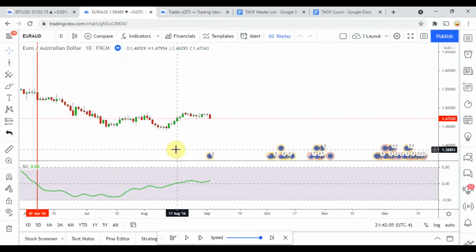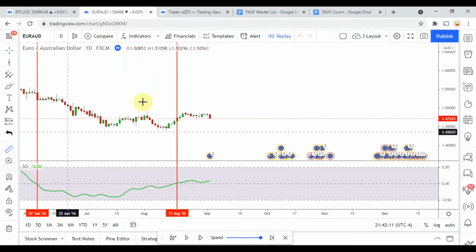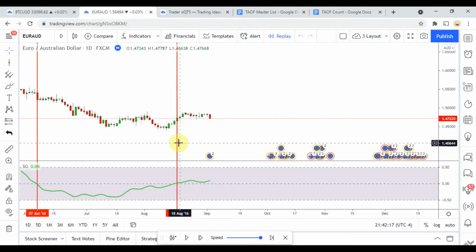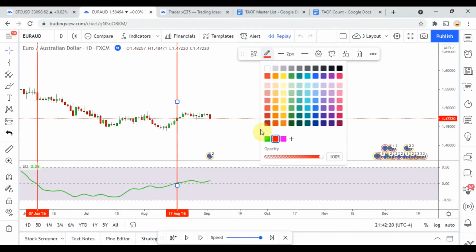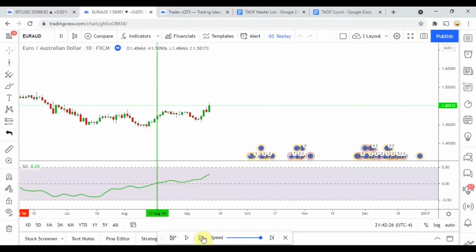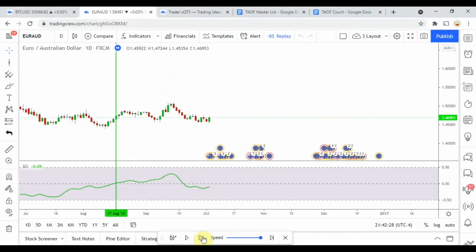We get across to the upside right here on that one. And it looks as though we get to take profit. Yep, we sure do. There we go. Take profit on that one. And continue.